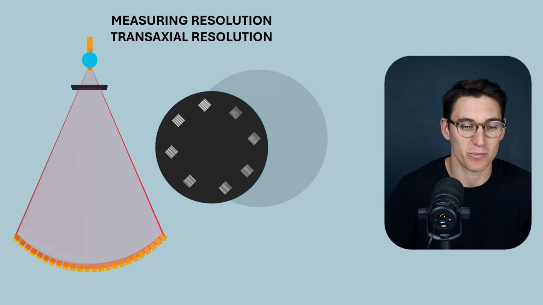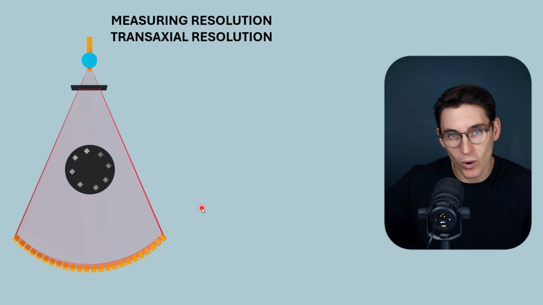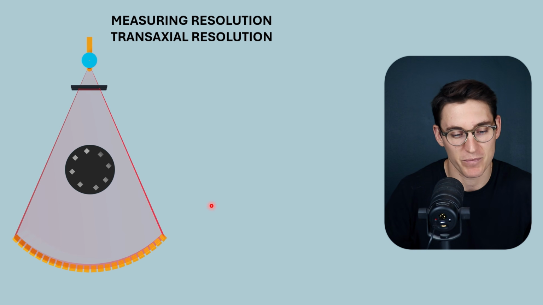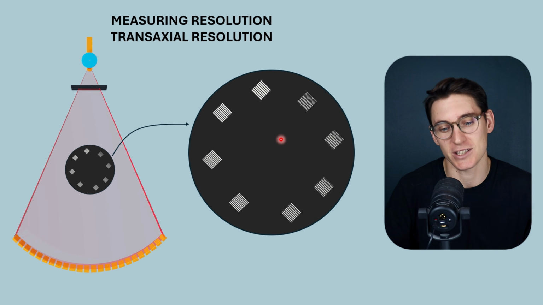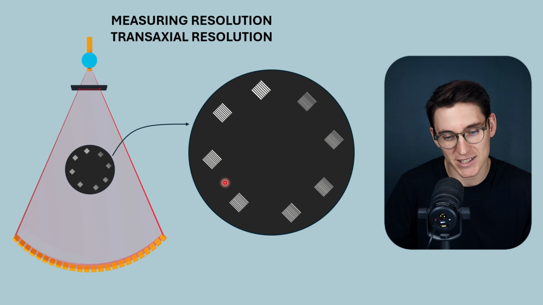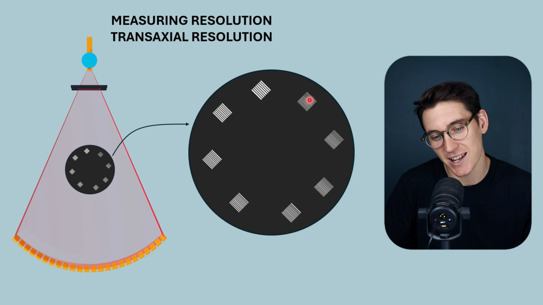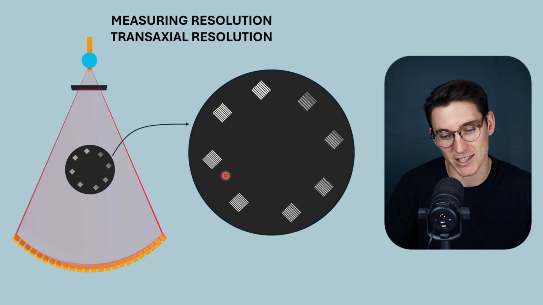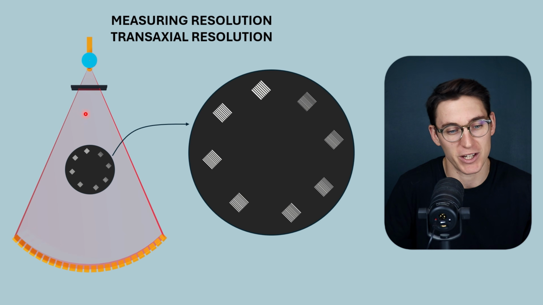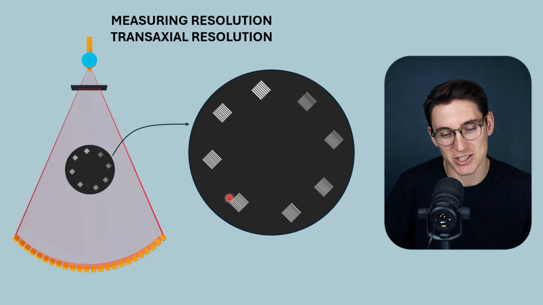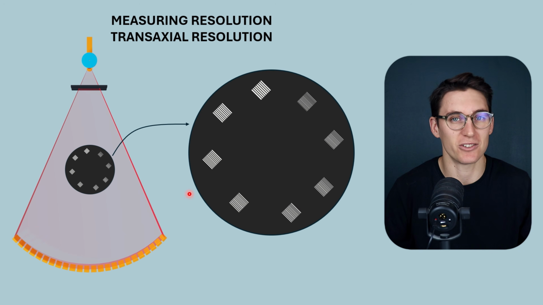We can place that phantom within the CT machine and acquire an image of this slice here. We can then reconstruct that image and look at it on the computer. Now we can visually assess when we can no longer see line pairs as being separate entities. Here we can see all of the line pairs, so we've got excellent spatial resolution within this current setup of our CT machine. And as we'll see later, there'll be certain cutoffs where we can no longer see the line pairs as distinct from one another, and we can use the last visible line pairs as our spatial resolution. So this is a visual measure for trans-axial resolution.